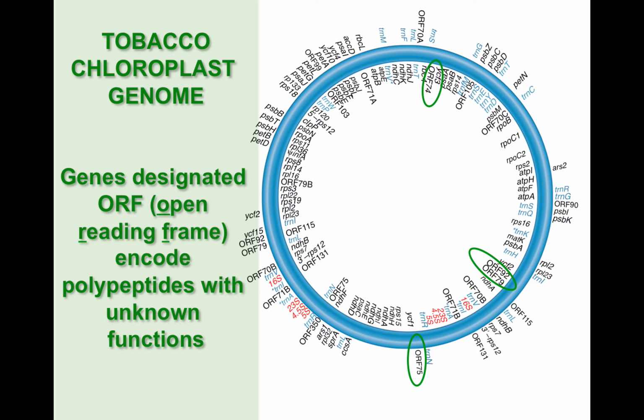This is the chloroplast genome for tobacco plant. And you can notice that, first of all, it is a circular chromosome, and it has lots and lots of open reading frames encoded on the chromosome. Many of these are polypeptides with unknown functions.